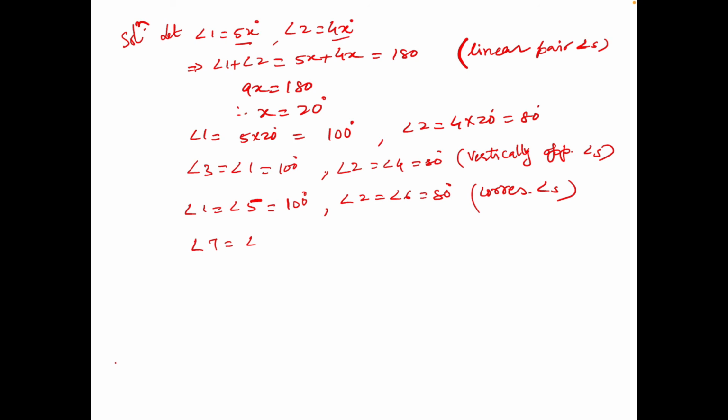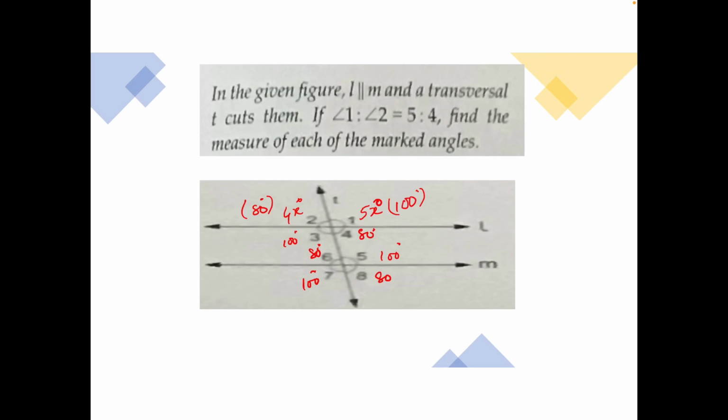Now what remains is angles 7 and 8. Angle 7 is equal to angle 5 is equal to 100 degrees, and similarly angle 8 is equal to angle 6 is equal to 80 degrees. Why? Because they are vertically opposite. Clear? So this way you got all the 8 angles. This is how you find the measures of the angles if you are given the measure of one angle, or some relation like here 5:4. So this way you can find the remaining 7 angles.